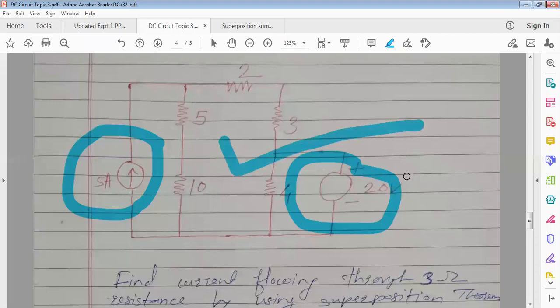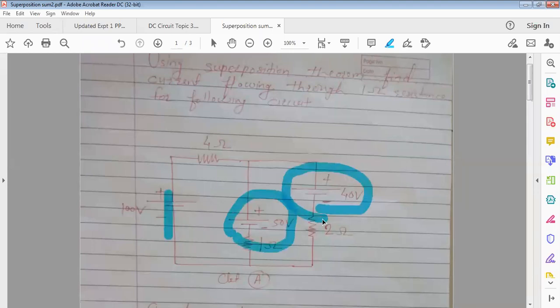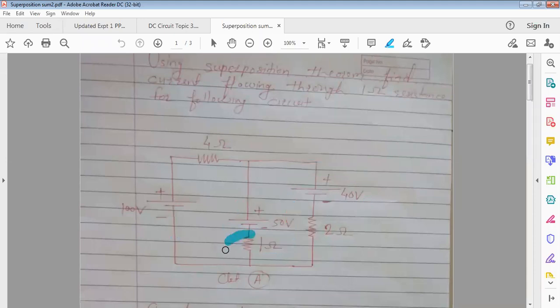So in the previous sum also 2 sources were there, so we applied superposition theorem. Here 3 are there, more than 2, so you can apply superposition theorem. Now what about the sources? Which type of sources, voltage or current? All 3 are voltage sources, correct? That is 100 volt, 50 volt and 40 volt. And using superposition theorem, you have been asked to calculate the current flowing through the 1 ohm resistance.